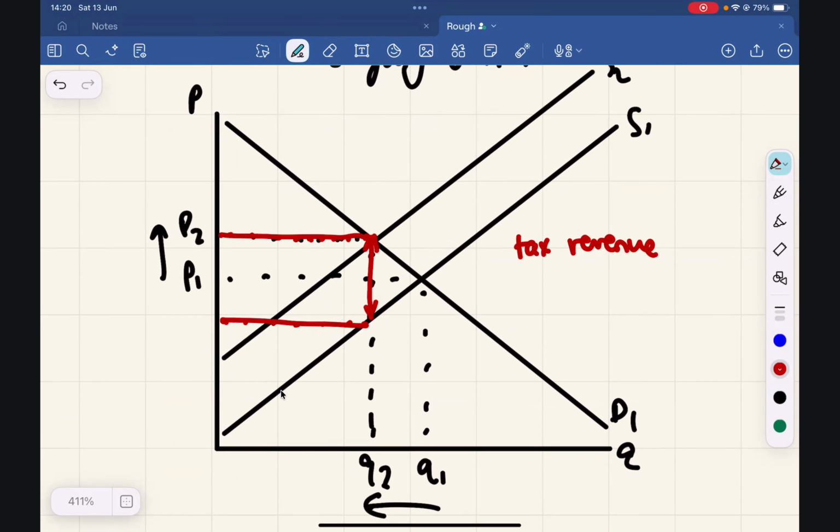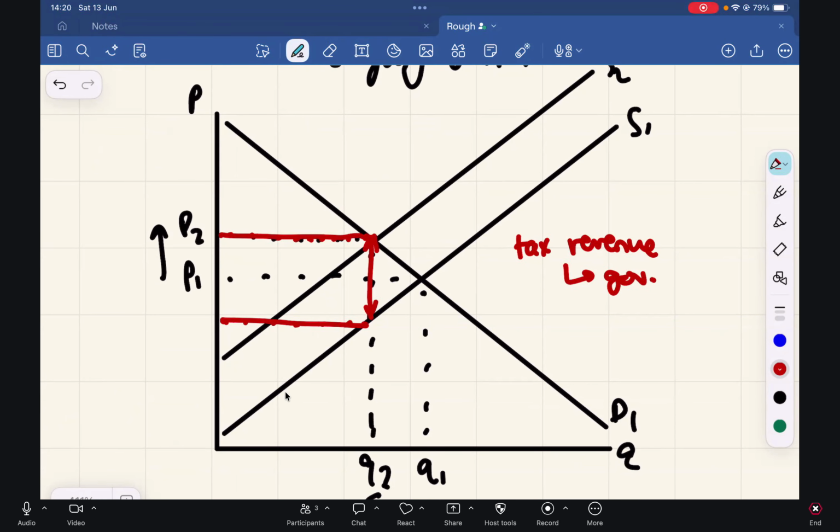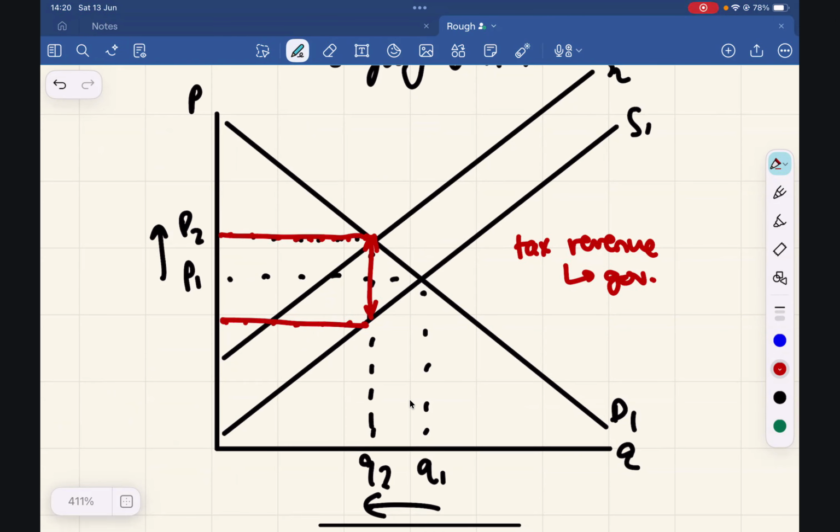Where does that go? The tax to the government. From firms to the government, right? Perfect. Would you label the bottom line of the rectangle? I'm going to explain that. The rectangle as a whole is the tax revenue.